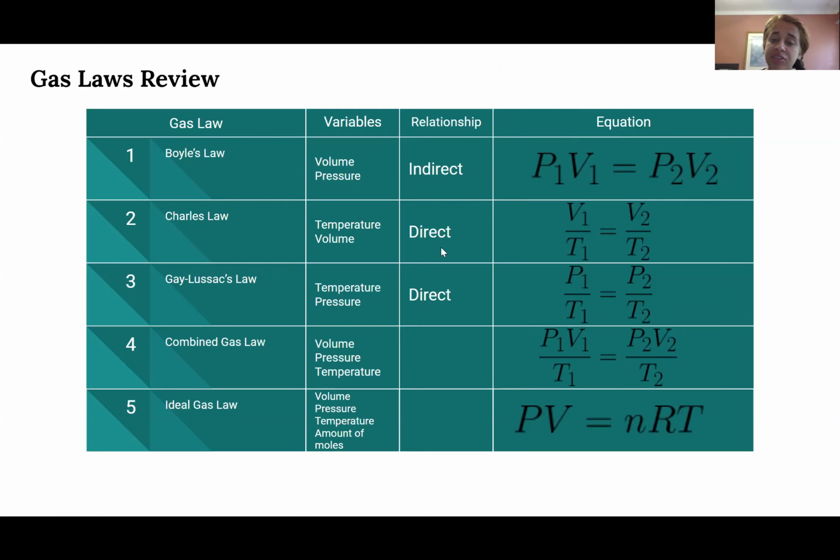Volume and temperature have a direct relationship, meaning as volume goes up, temperature also necessarily has to go up, as long as we're keeping everything else constant. And then same thing for pressure and temperature. And then these two, we can't really describe their relationship because there's more than one variable in each. So pause this if you need to write it down, rewind it as needed.